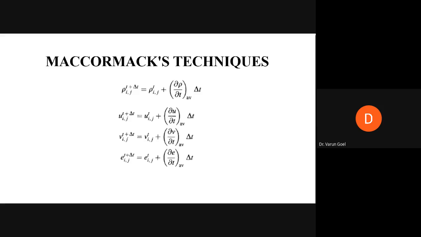So what to do, so that it will help us in that particular term, rho ij, to make it a second order term, and we are able to get the solutions. So let us write this in terms of an average, that we are taking a certain average of this first order term, so that it would be helpful for us. Similarly, uij t plus delta t, uij t plus del u by del t average delta t, vij t plus delta t, vij t plus del v by del t average delta t, eij t plus delta t equal to eij t plus del e by del t average delta t.